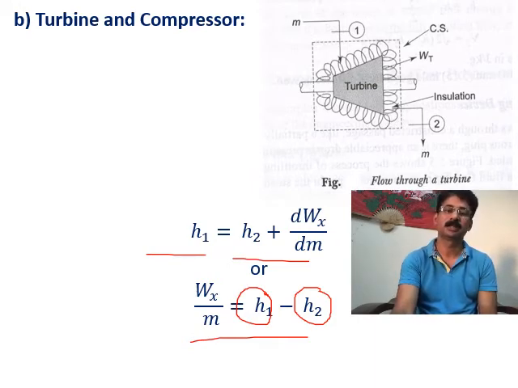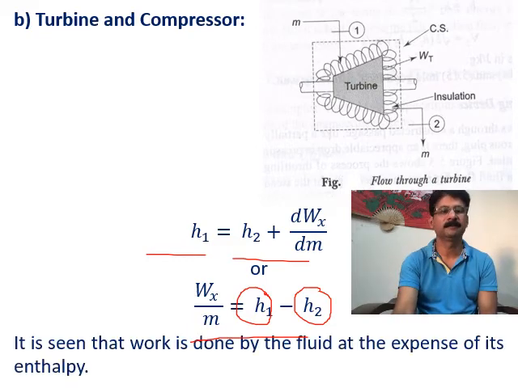Whereas in case of a compressor, it is a work absorbing device, so the work will be negative, because it requires a work input. We need to supply work to drive the compressor, so it will be negative work.